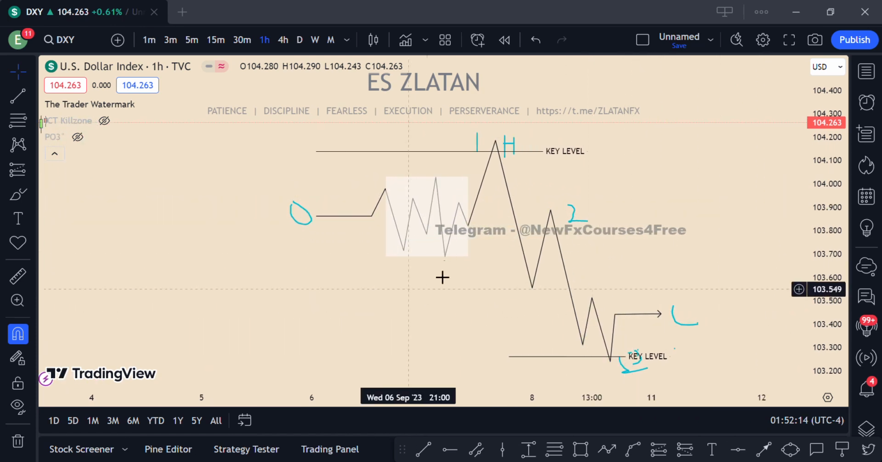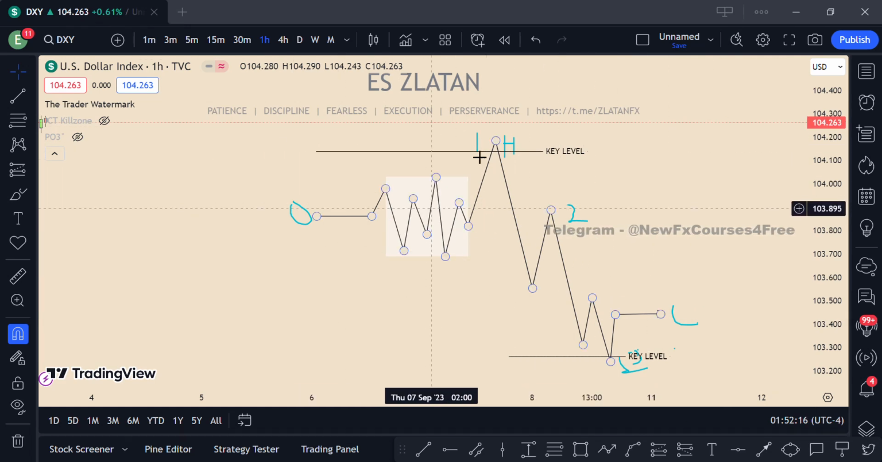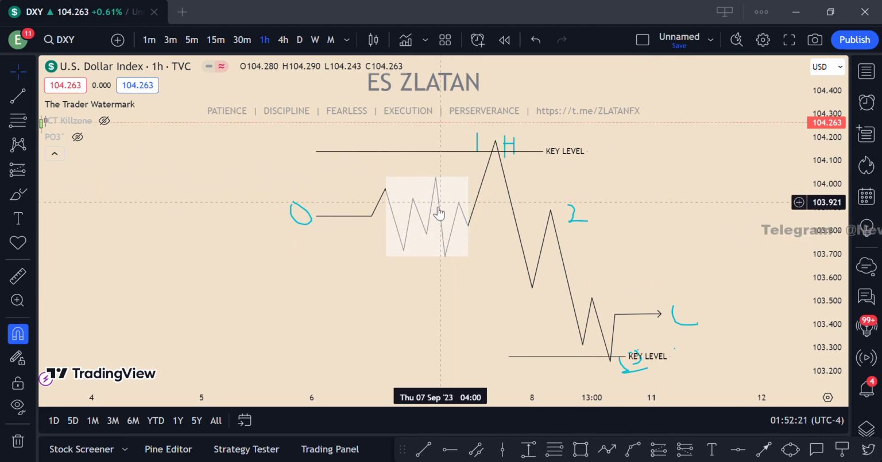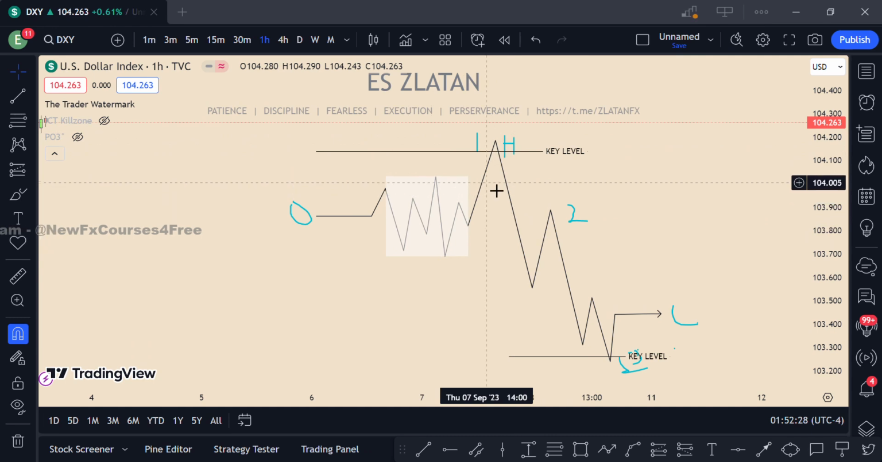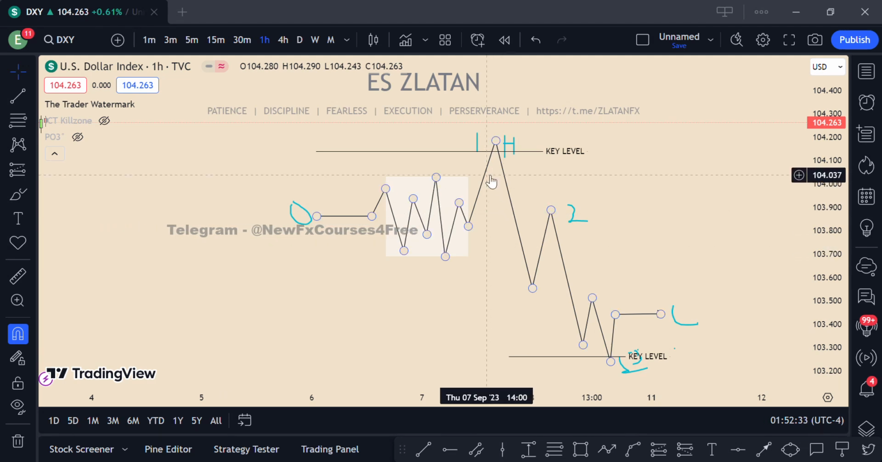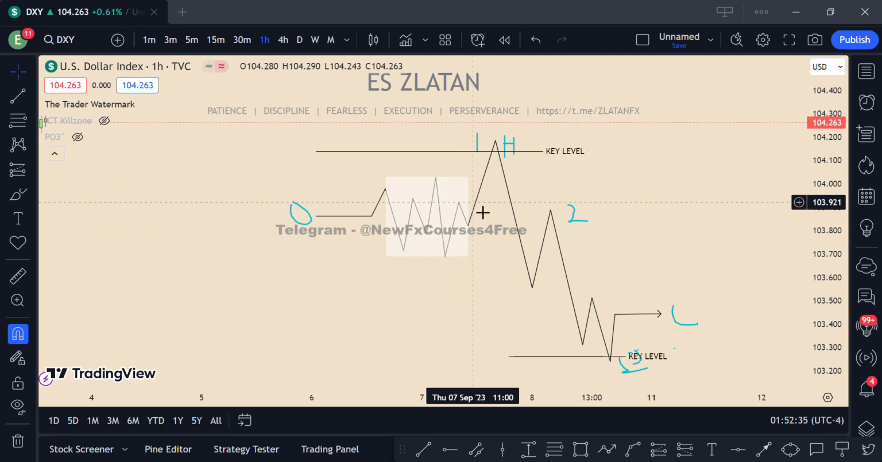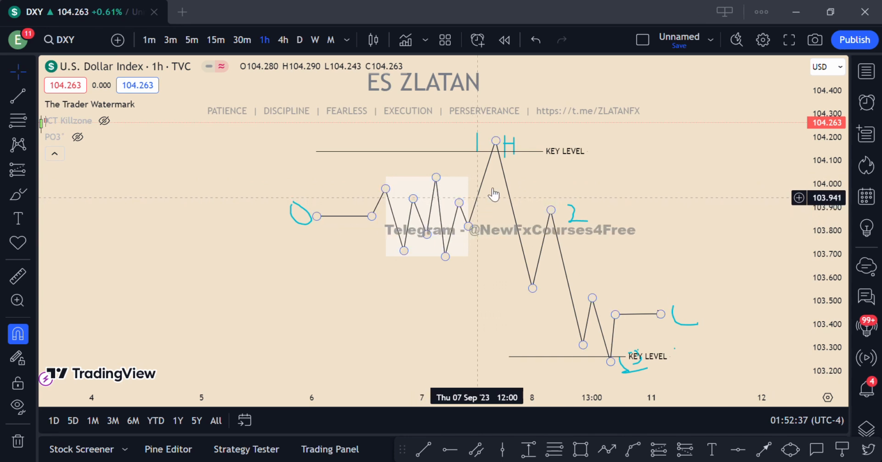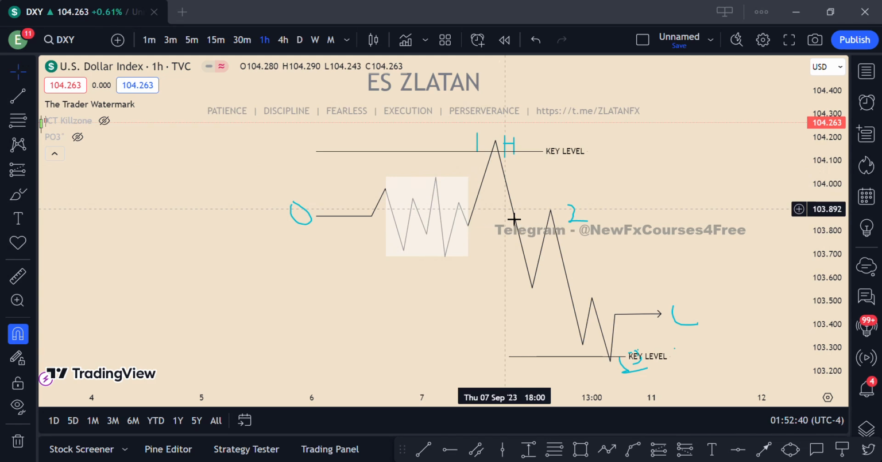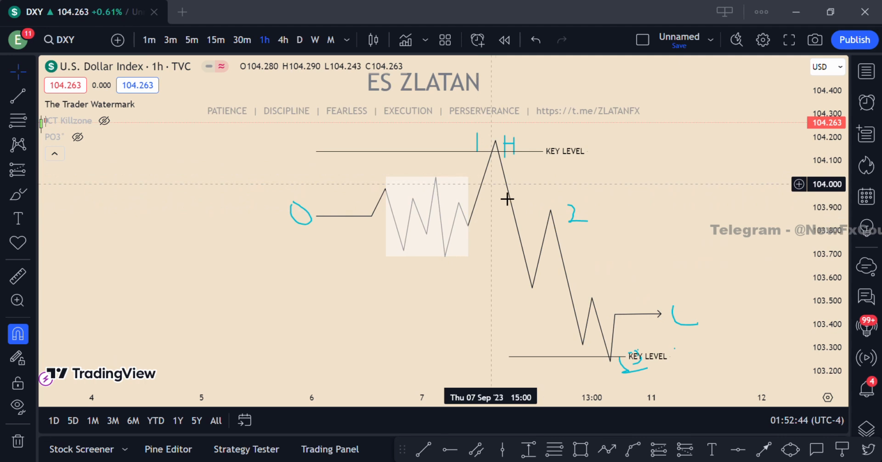So you want to see price after accumulating, manipulate, sorry, into a key level, right? Most of the time, listen closely, folks, most of the time, this is between 2 a.m. to 5 a.m. This is where your kill zone time comes from. So this is between 2 a.m. to 5 a.m. That's what happens most of the time, right?